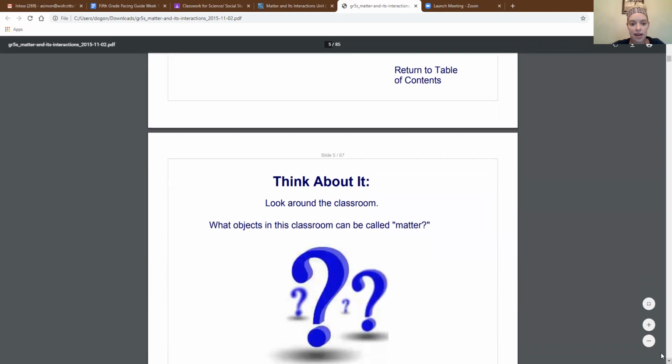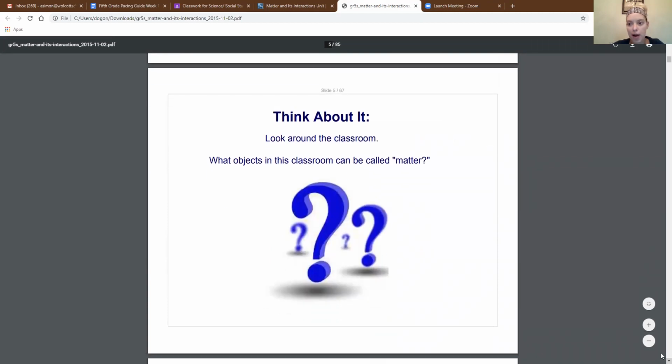So I want you guys to think about it, okay? Look around your room at your house, and what objects in the room do you think would be called matter? I'm sure you've heard the word matter before, okay, but maybe you're not really sure what it is. So I want you to take a few seconds, just look around your room, whatever room of the house you're in, and what object in this room do you think would be called matter?